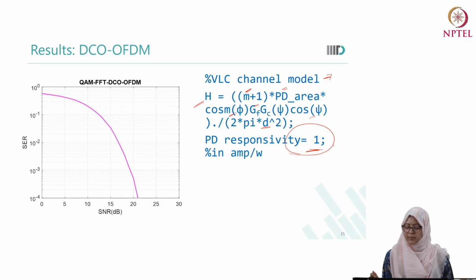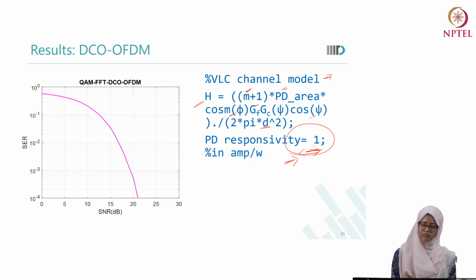However, in practice it varies. In the case of CSK we took a practical value, but for optical OFDM we have just considered the usual value. So from the simulation explanation and the codes, you will be able to simulate the SER versus SNR plot for QAM FFT DCO-OFDM. And the channel gain, you can take it from that OOK simulation exercise.